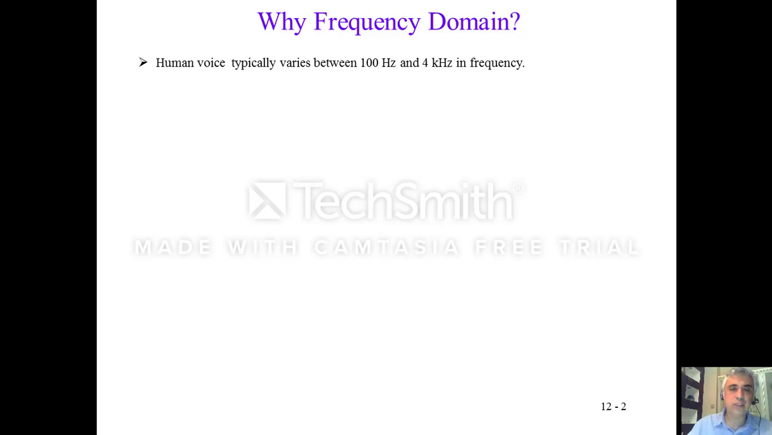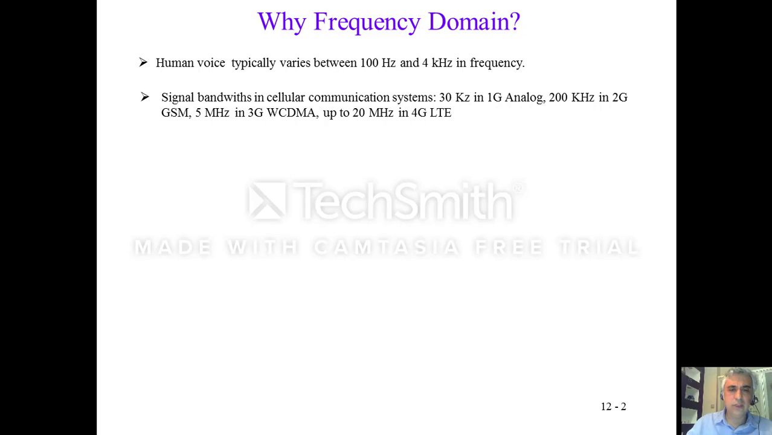Human voice typically varies between 100 Hz and 4 kHz in frequency. In cellular communication systems, signal bandwidths are important because the overall bandwidth provided in these cellular systems is limited. Here the term bandwidth means the frequency range of the signal over which the signal magnitude spectrum is non-zero.